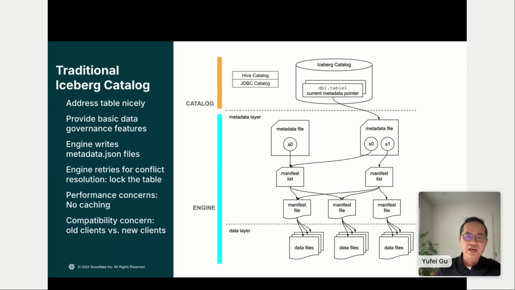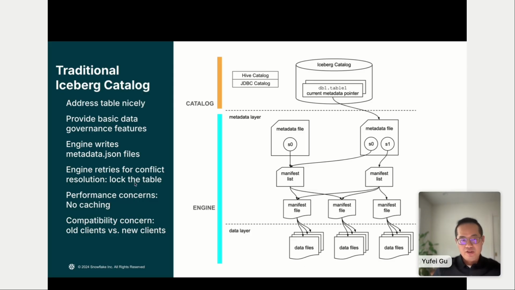For example, it addresses tables nicely. You can use db1.table1 to reference your table. And it provides very basic data governance features; for example, you can do access control on that catalog level. And the engine still, if you look at this bar, writes everything for this Iceberg table, including all this metadata, as well as all these data files.